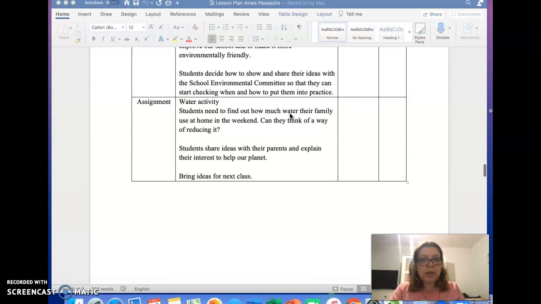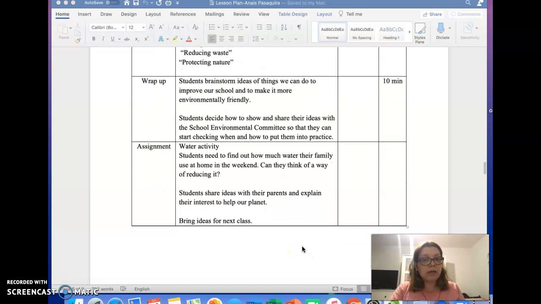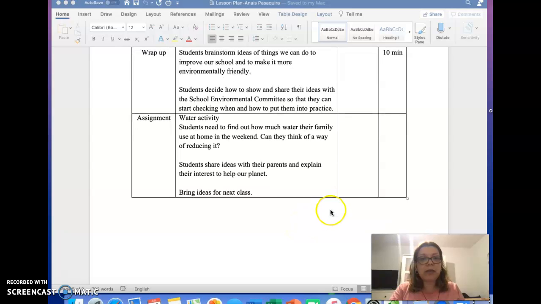And that's it. Basically, the idea is that at the end, students understand that there is a problem, and the problem is not just about the planet but also in our school, so that they can start thinking about how we can really help and reduce, recycle, reuse, and all that information that we need to make them aware of.